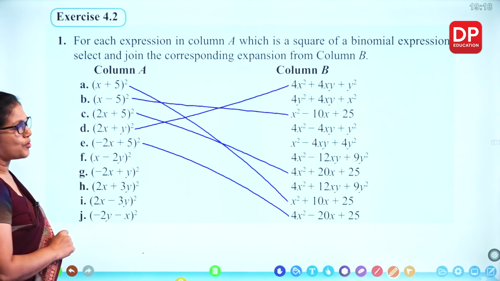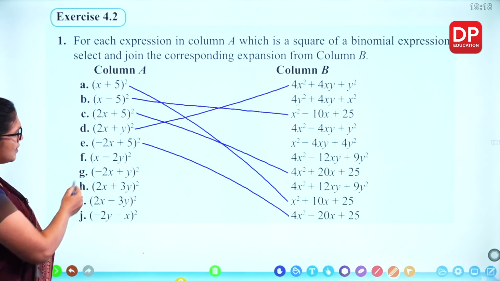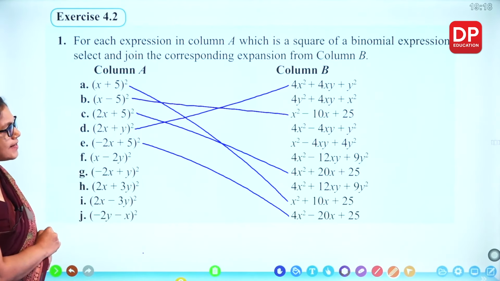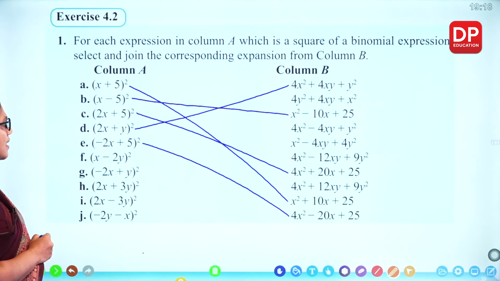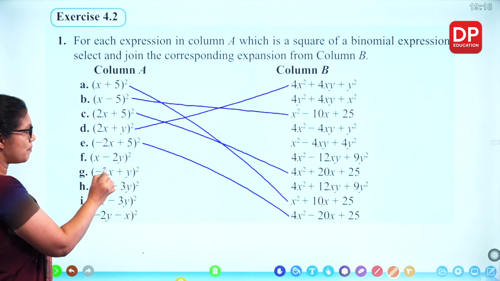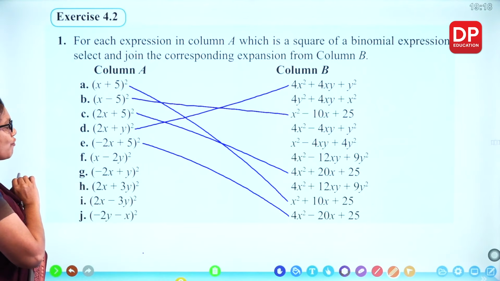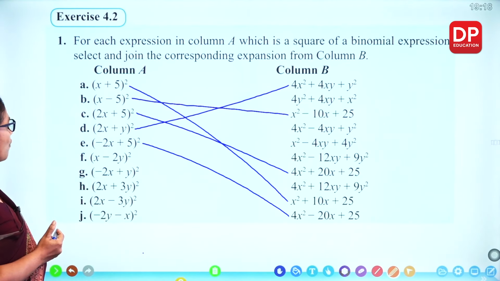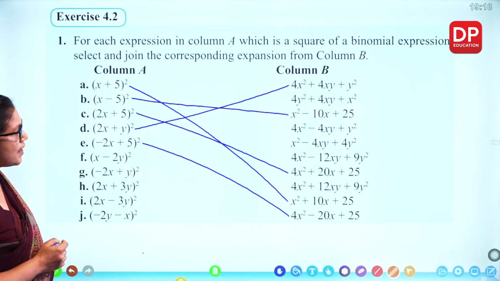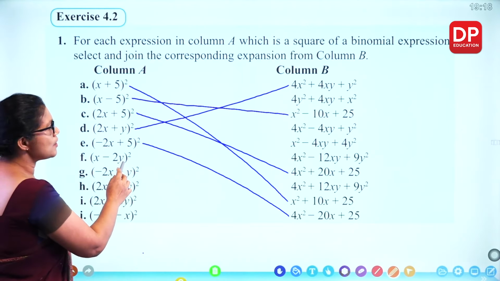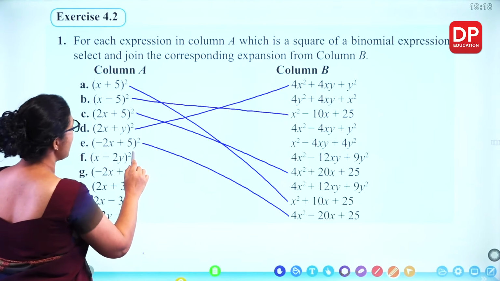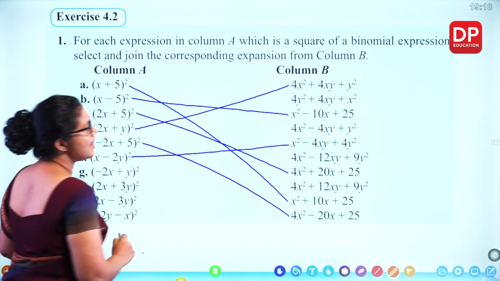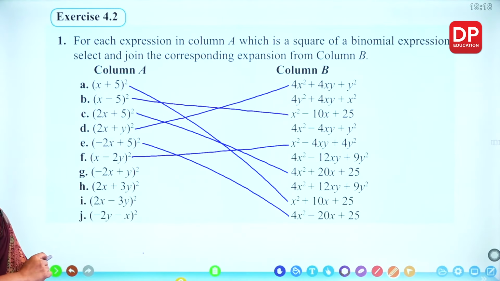You get those terms. And this one, you get first term as x squared and the second term as minus 2y squared. That means 4y squared. And the middle term should be double. 2 times 2, 4, 4xy. So you should get negative 4xy, x squared first. And the last term is 4y squared. So we can see this one is related to this one.